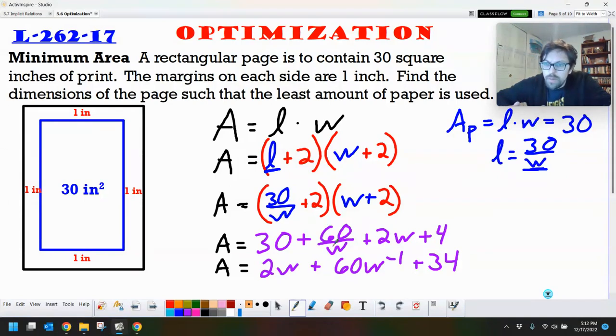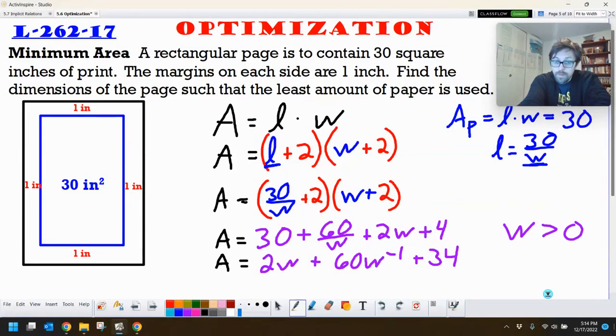Now, what numbers are going to make sense for what we're doing with this W? I want to make sure that whatever I get, those values are going to be positive because I want a positive length and width for my paper. But beyond that, I think we should be fine. We just want to make sure that we get positive values. W needs to be greater than 0.